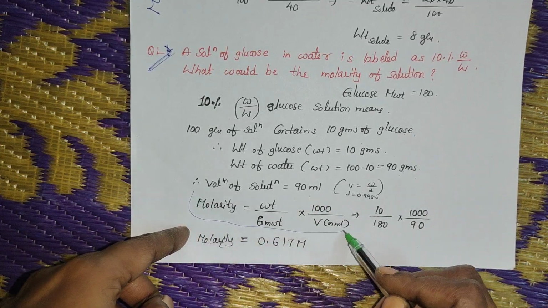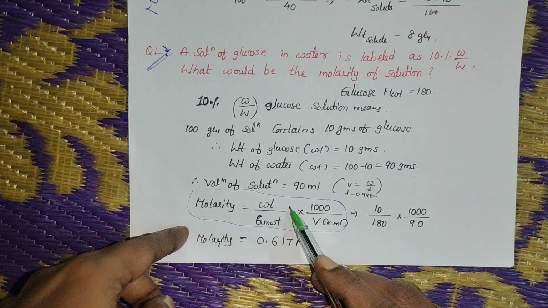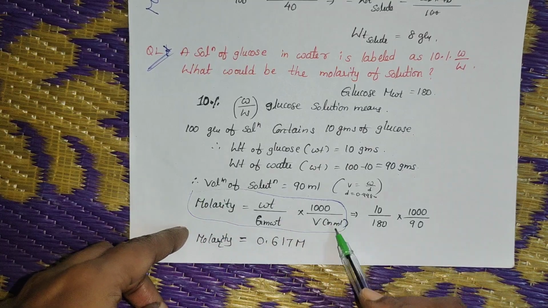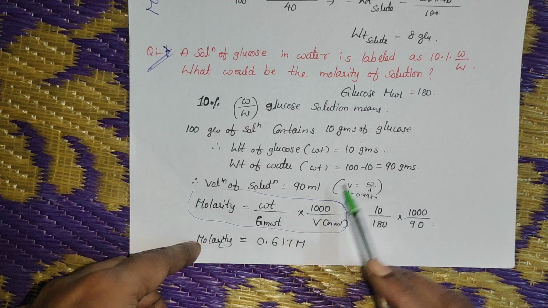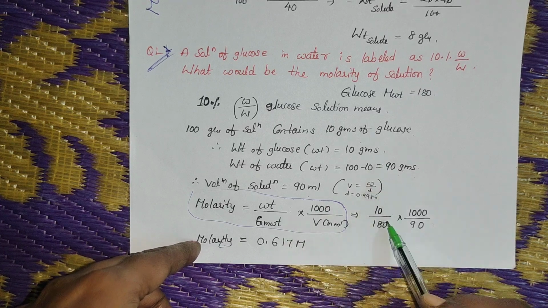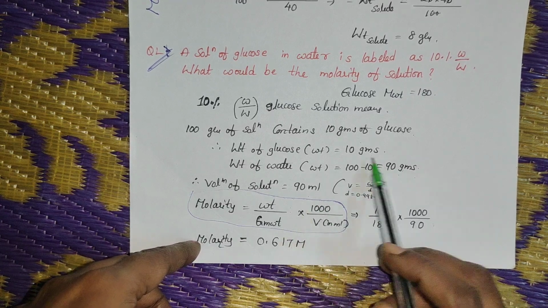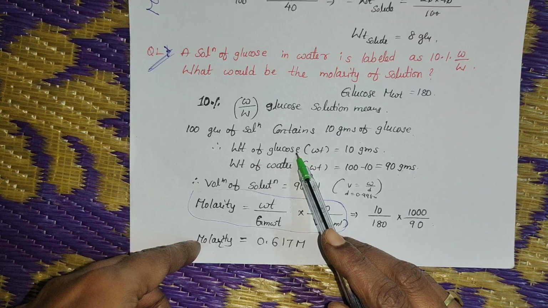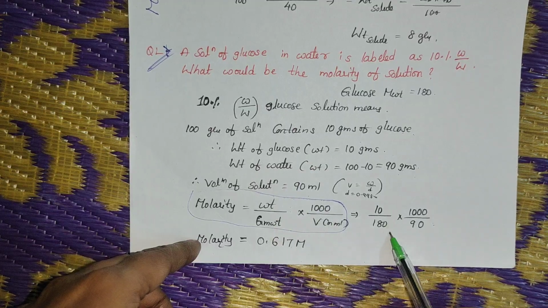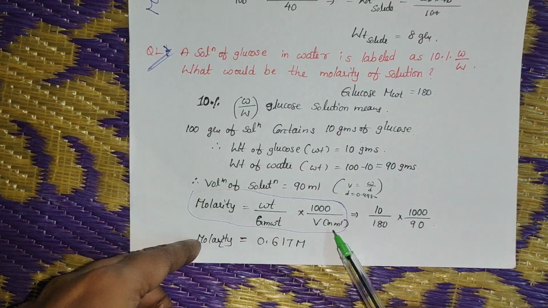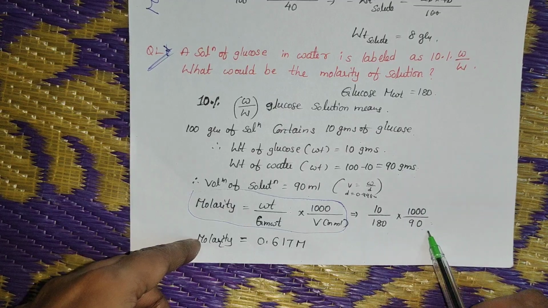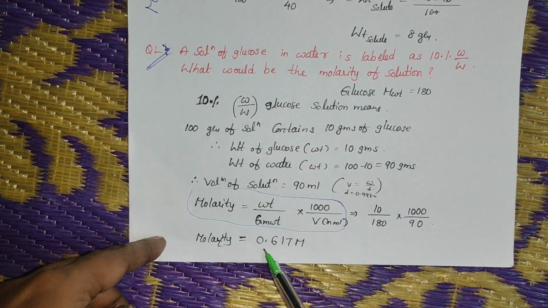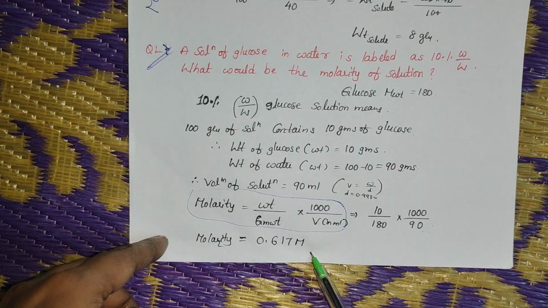Already you know the molarity formula very well. What is that? Weight by gram molecular weight into 1000 by V in ml. So we have to substitute all the values. Weight of the solute is 10 grams. This solute is glucose, right? Glucose molecular weight is 180, so 10 by 180 into 1000 by how many ml of water, beta? 90. That is why 1000 by 90. If you do this, the molarity you may get is 0.617 moles.